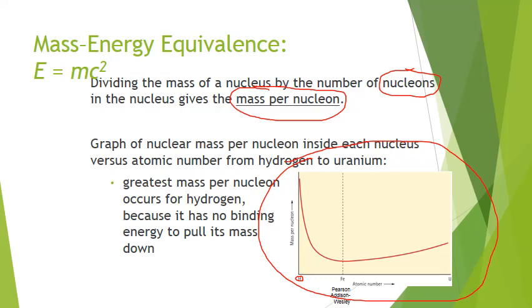So you wind up with this curve here, and this curve is very interesting because what this means is that because of the large mass per nucleon in hydrogen, when you combine hydrogens via nuclear fusion to create helium, you wind up with a little bit of mass to give.